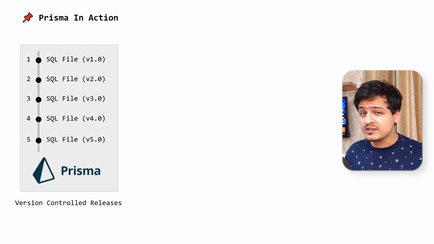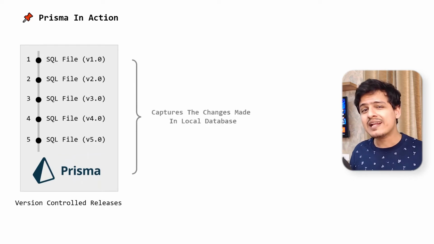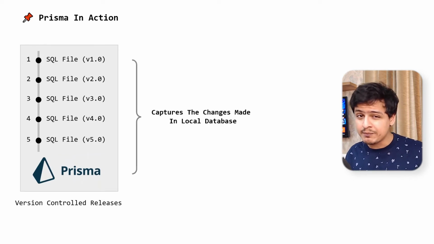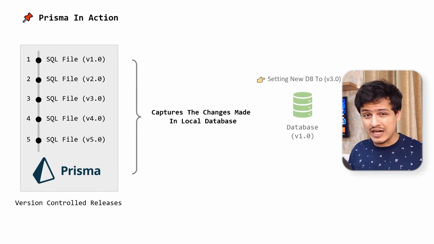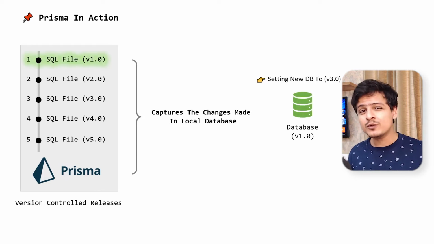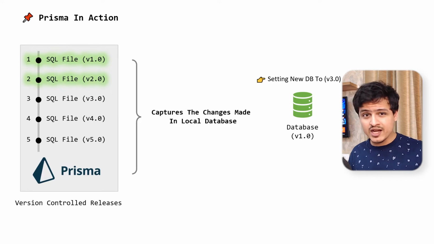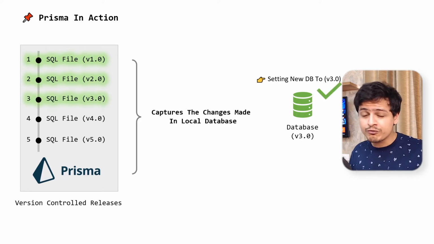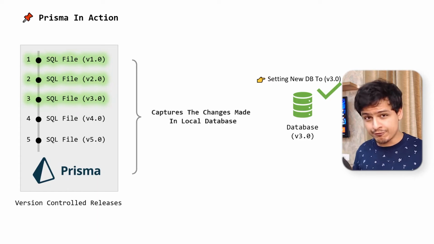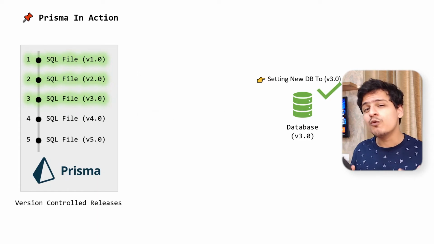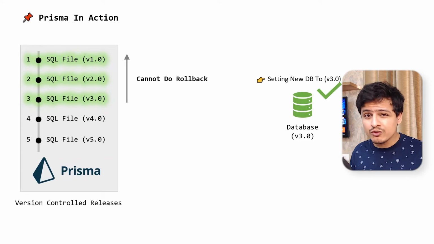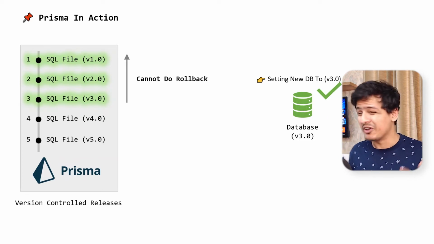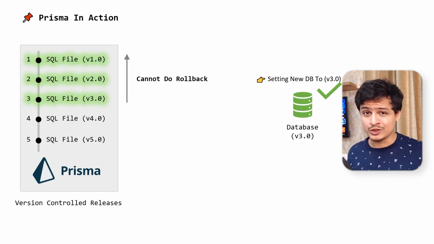Prisma likes to create one such SQL file for each release or version of your app. These files capture the changes made in your local database for that release. To travel across versions, all we have to do is play those SQL files one after the other till we have reached the desired version. This is like version control for our database schema. Unfortunately, Prisma allows us to move only forward in time. We can't roll back to a previous version. But if you ask me, I don't think it's a huge problem.